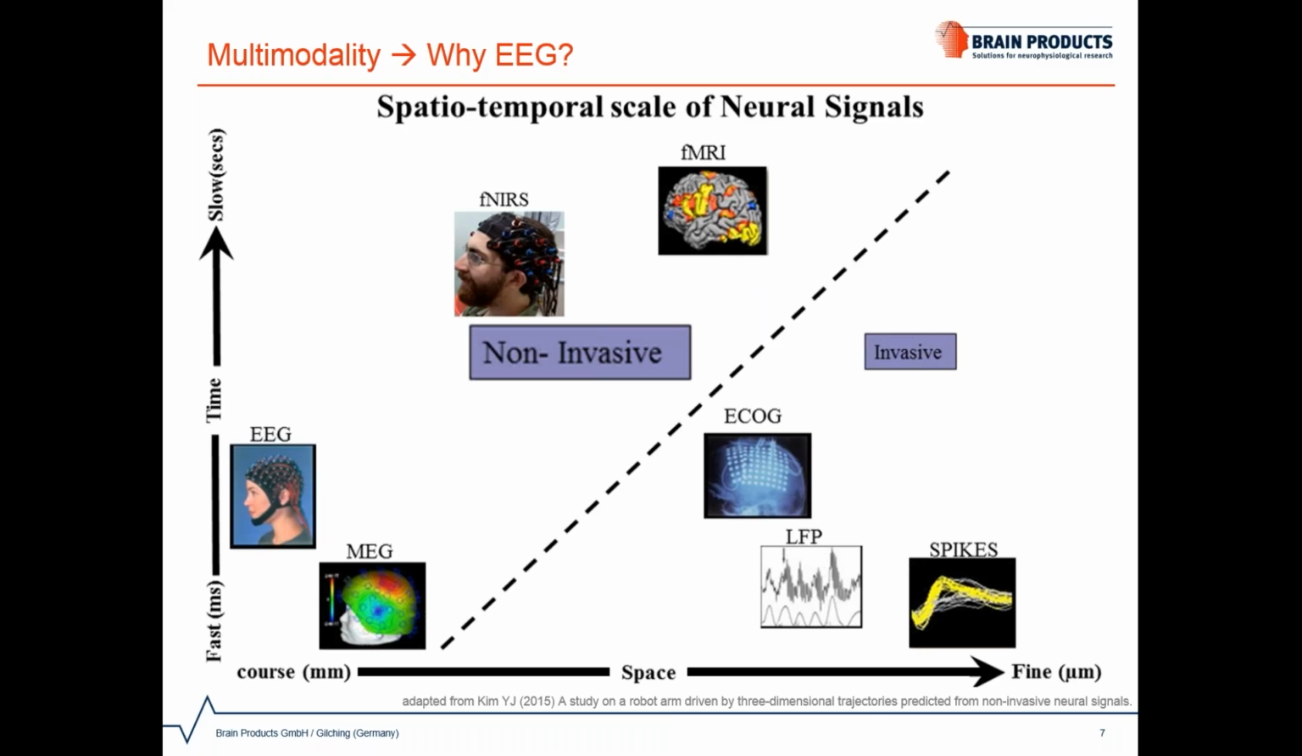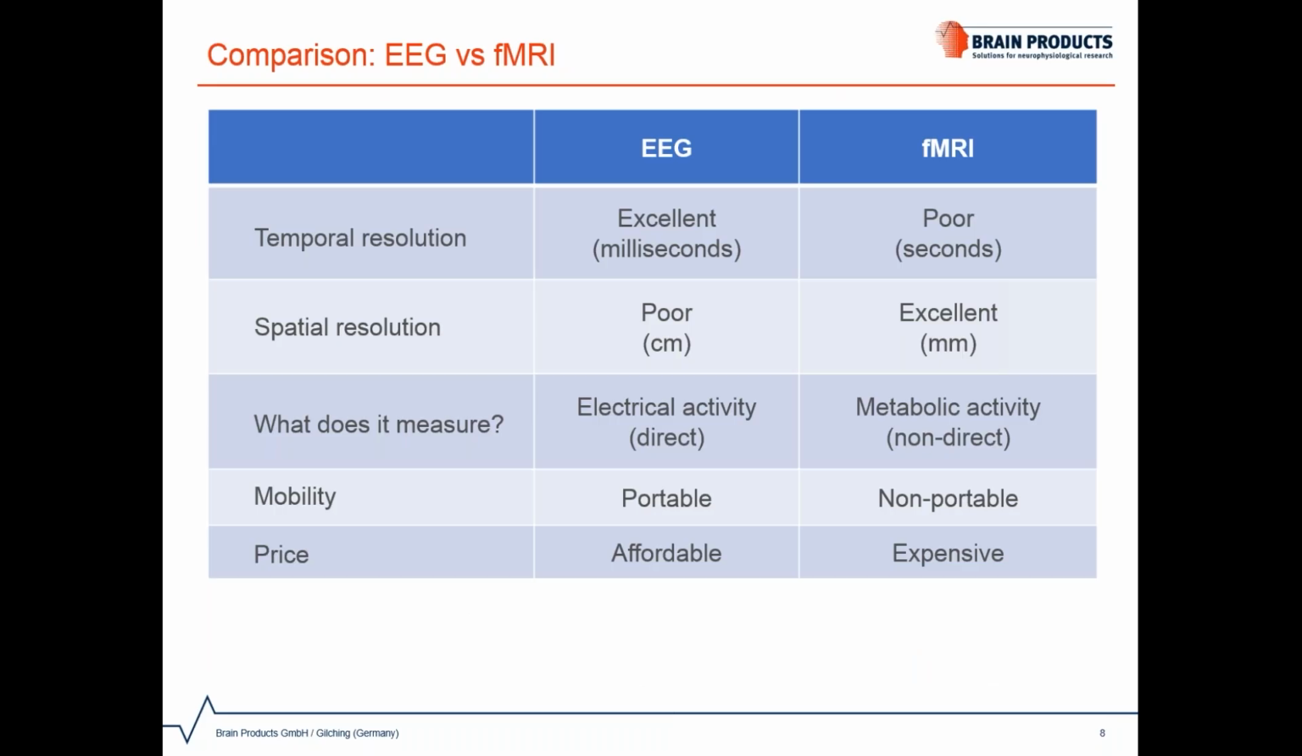But what makes EEG still an attractive modality for the functional study of the brain? Let's see by comparing it with that of the fMRI. EEG provides an excellent temporal resolution by recording brain activity on the order of milliseconds, as opposed to fMRI.